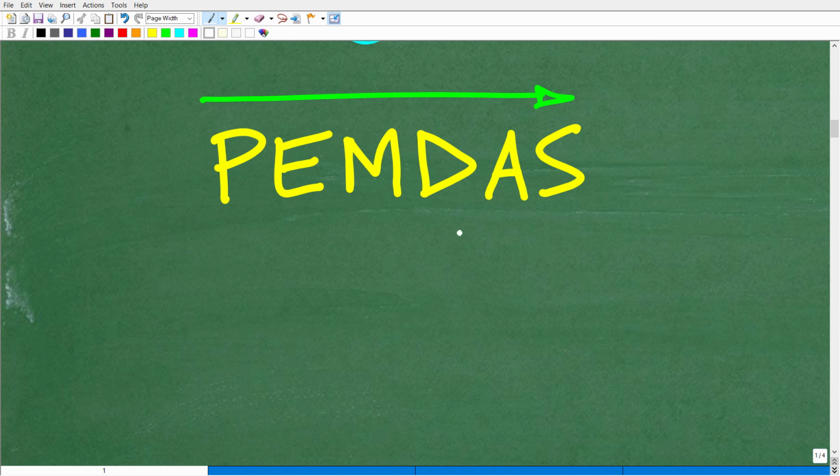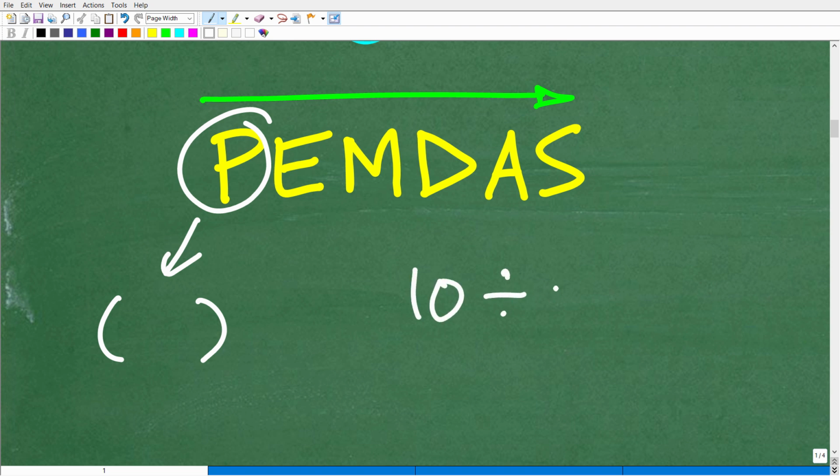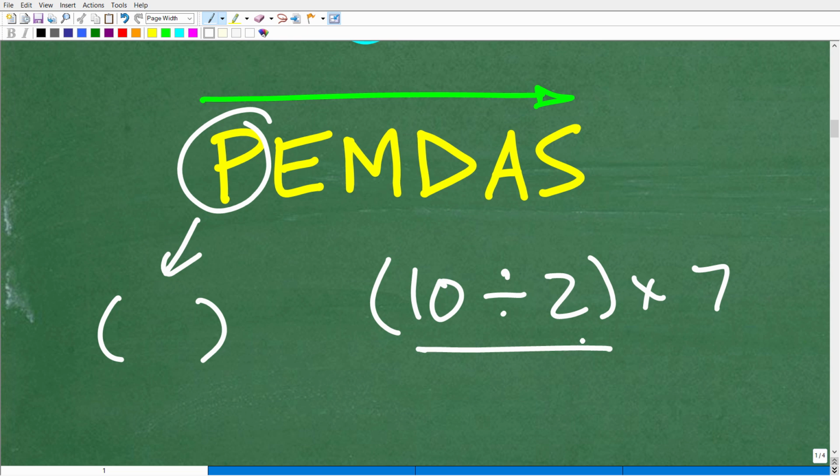This is a checklist, okay, and you're going to be going from left to right. So let's start off with P. P stands for parentheses. If you have parentheses in your math problem, in other words, if you had like 10 divided by 2 parentheses times 7, you're going to start where the parentheses are. Basically you're going to do the math inside of the parentheses.